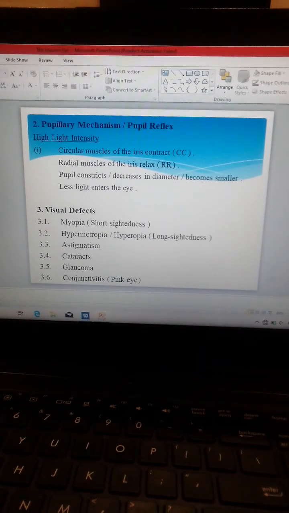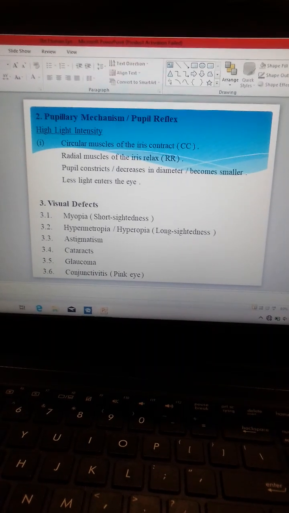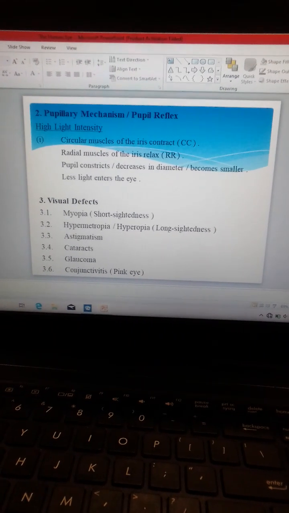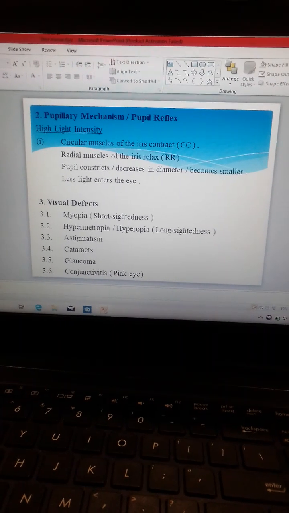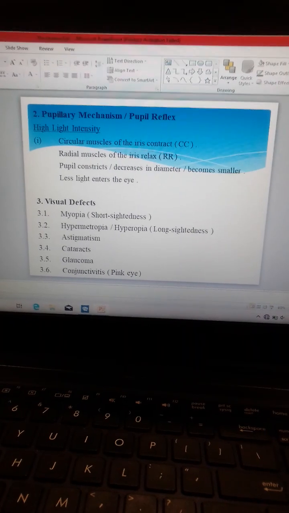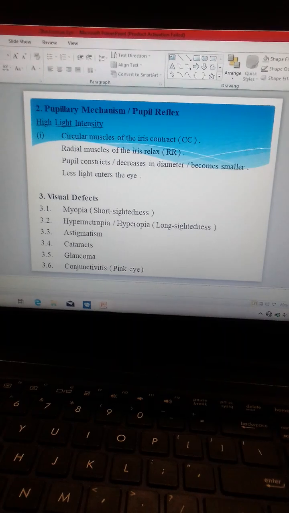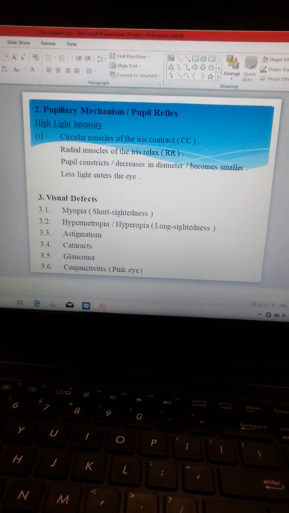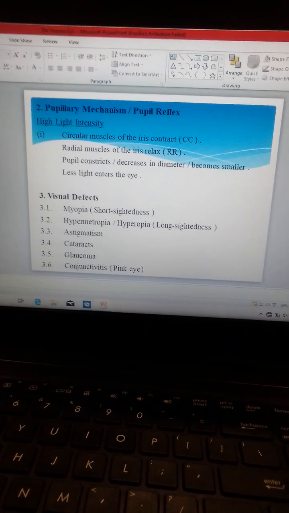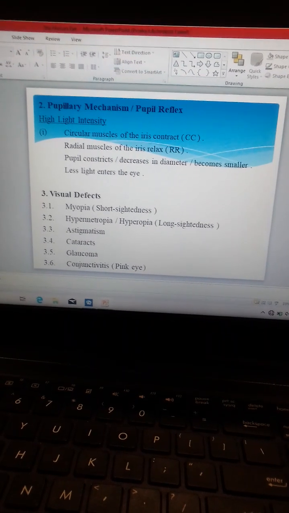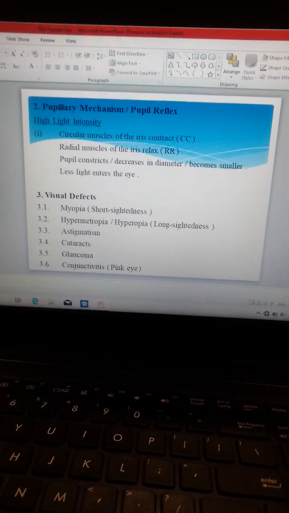Now, the pupillary mechanism or pupil reflex is the mechanism which controls the amount of light entering the eye in different light intensities. In high light intensity, the circular muscles of the iris contract. That's what I call CC. The radial muscles of the iris relax. That's what I call RR. The pupil constricts, or decreases in diameter, or becomes smaller, and hence less light enters the eye.